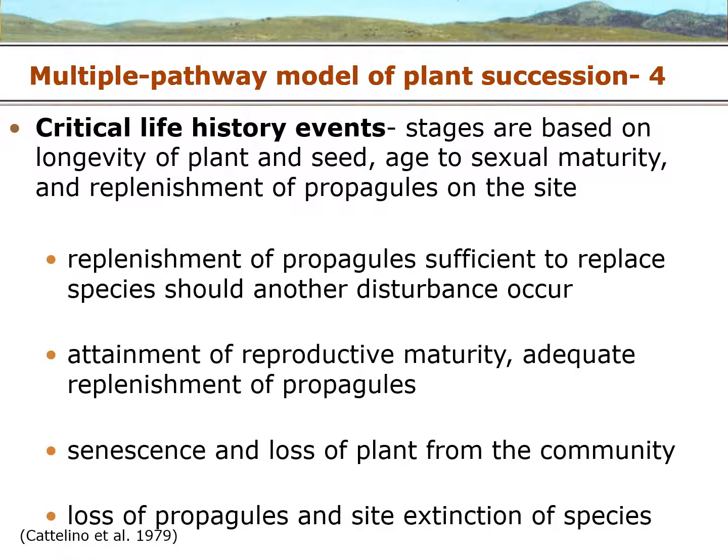components are: number one, replenishment of propagules sufficient to replace species in case another disturbance occurs. Number two, attainment of reproductive maturity is adequate for replenishment of propagules. And the third one is senescence and loss of plants from the community. And the fourth one is loss of propagules and extinction of the species.